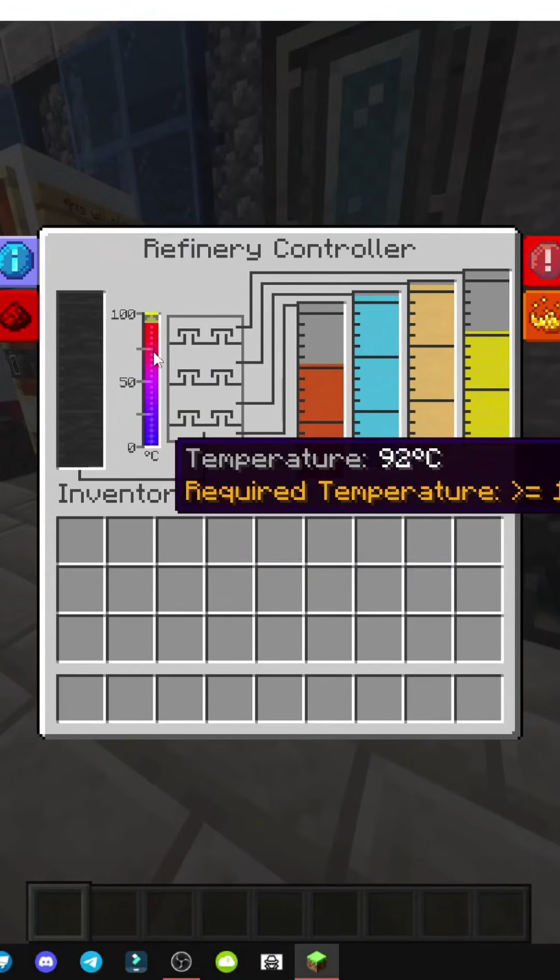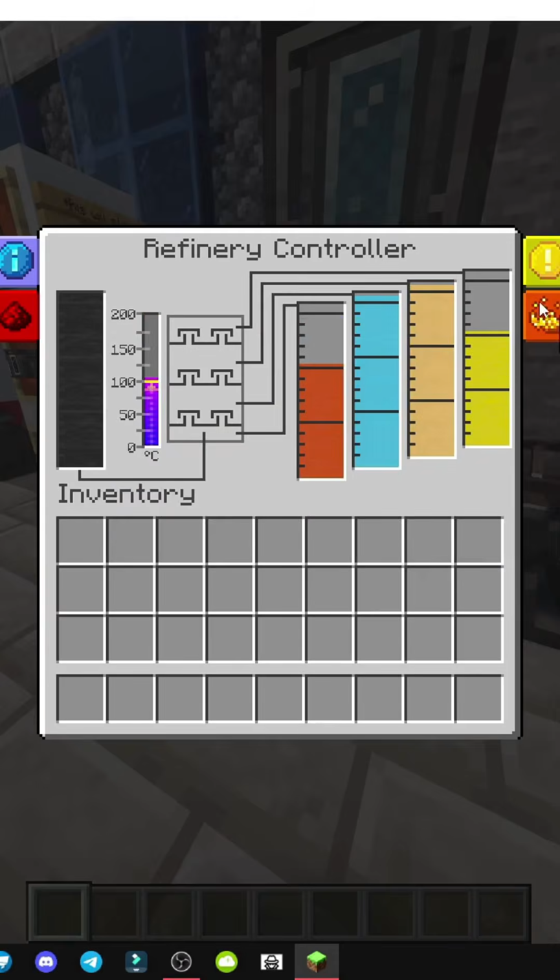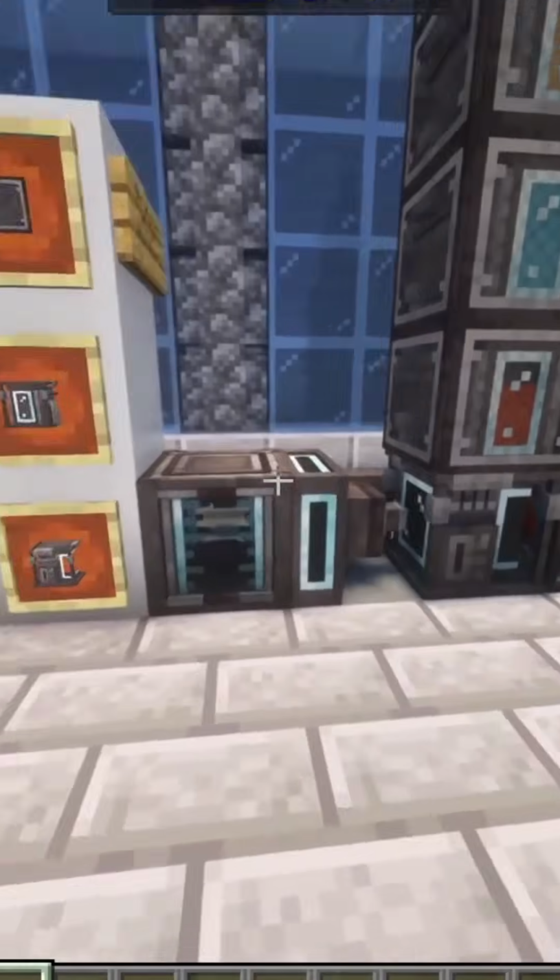The temperature keeps adjusting, and once it reaches 100, the crude oil is used up. Got it? There it is. It resets, and the diesel and other stuff start going up. So, how does it work?